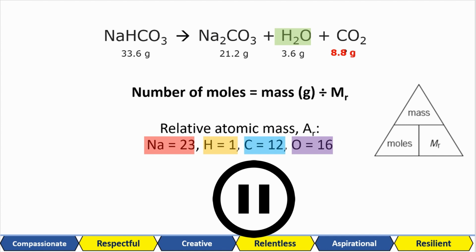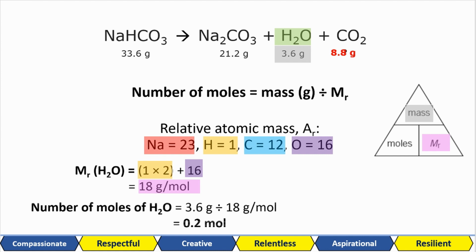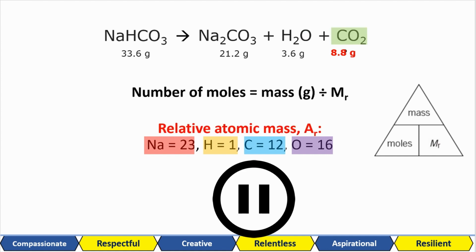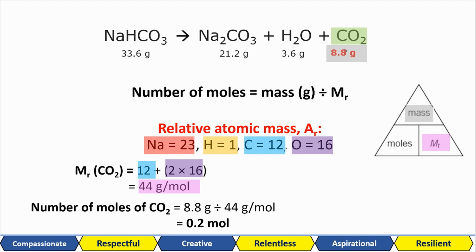Now do the same for water. Our molar mass is 18 grams per mole, which means that it's 3.6 grams over 18 grams per mole, which gives us 0.2 moles. And therefore the final mole to work out is carbon dioxide. Once again, mole is mass over molar mass, so that's 8.8 grams over 44 grams per mole, which gives us 0.2 moles. Now let's go back to that unbalanced equation.